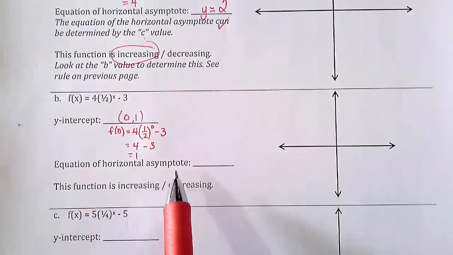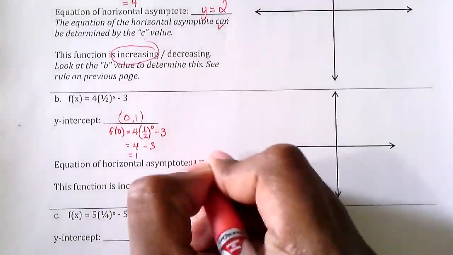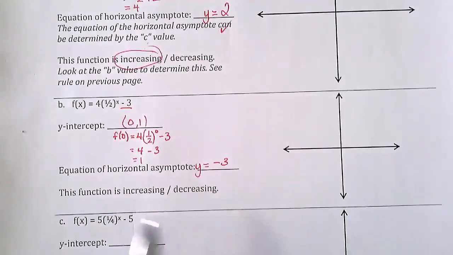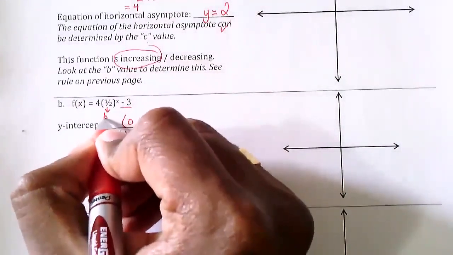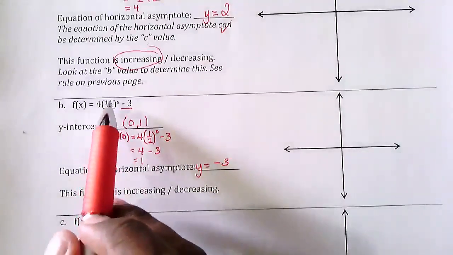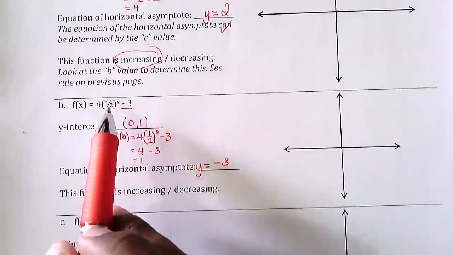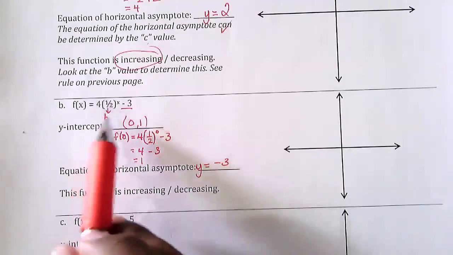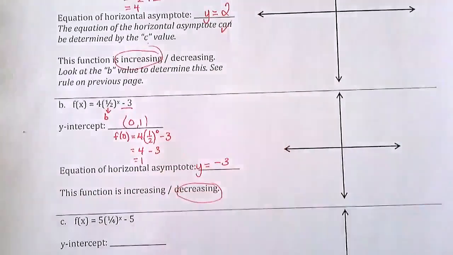To find the equation of the horizontal asymptote, again, read the instructions here if you've forgotten, but it's always y is equal to the c value, which is -3. And we need to determine if it's increasing or decreasing. To do that, let's take a look at our b value. With our b value, we see that it's a fraction this time. It's no longer a whole number. And I should actually specify that it is a fraction less than 1. Okay, so it is a fraction less than 1. And because of that, we know that it's decreasing.